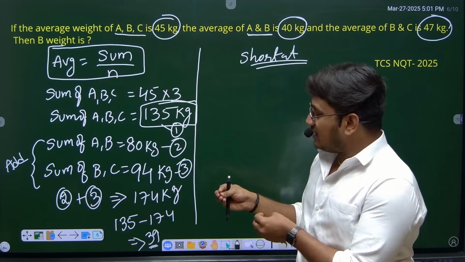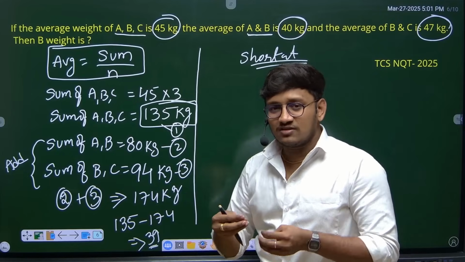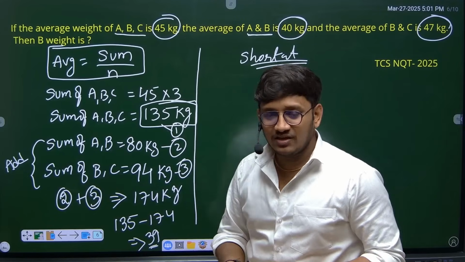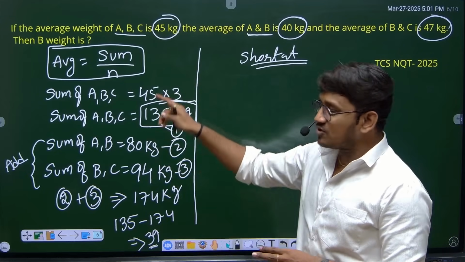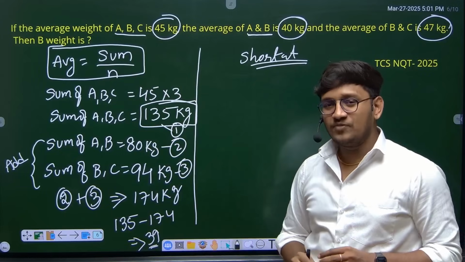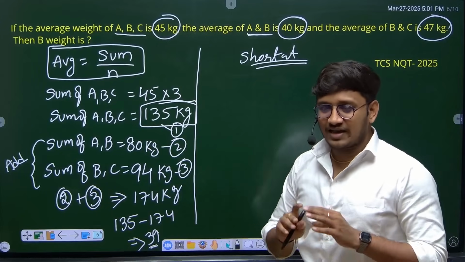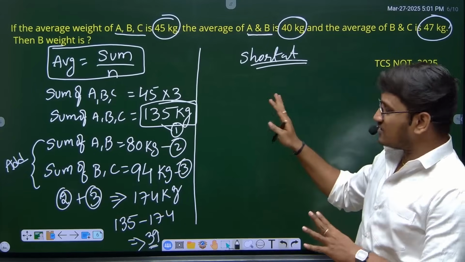It is quite lengthy, and it also consumes a lot of time in the exam. So instead of going with this equation and this traditional formula, we have a simple way to calculate this answer. Let's go with the shortcut.